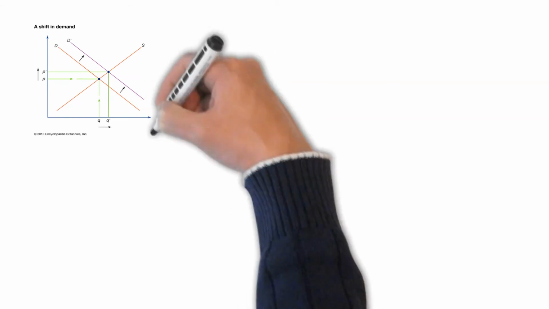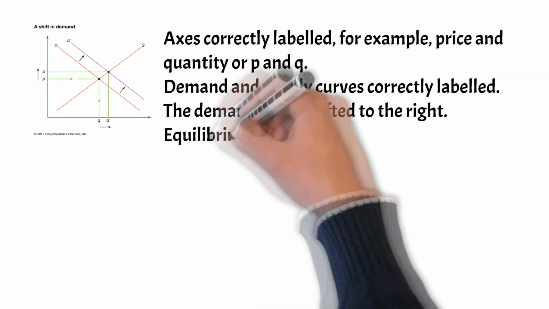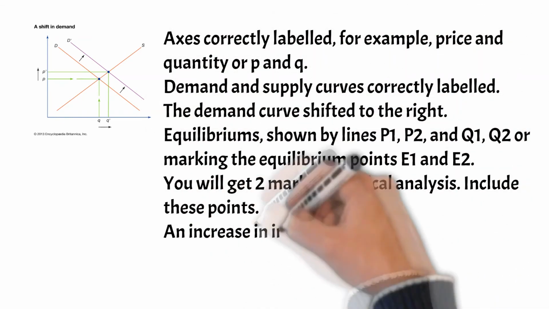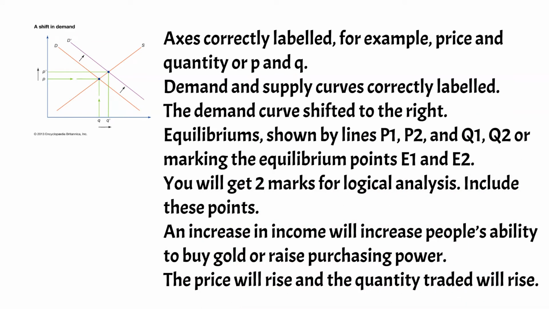You will get a mark for each of the following. Axis correctly labeled, for example, price and quantity or P and Q. Demand and supply curves correctly labeled. The demand curve shifted to the right. Equilibriums shown by lines P1, P2, and Q1, Q2 or marking the equilibrium points E1 and E2.